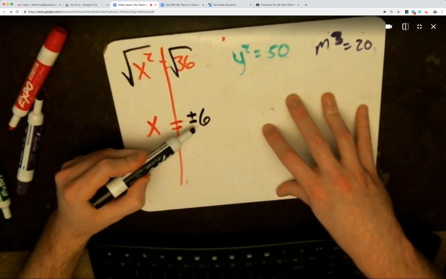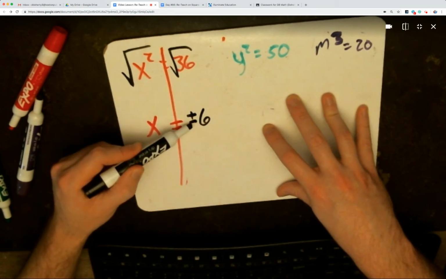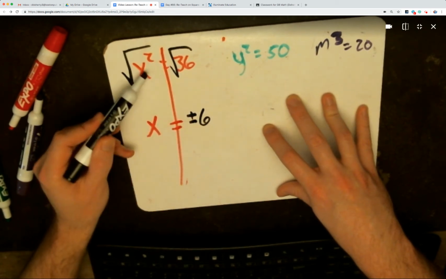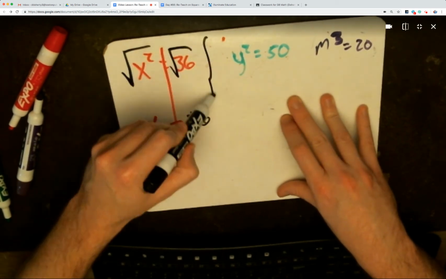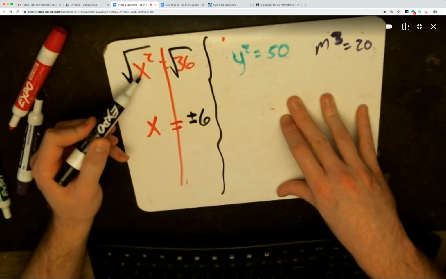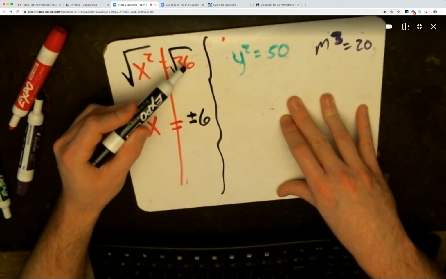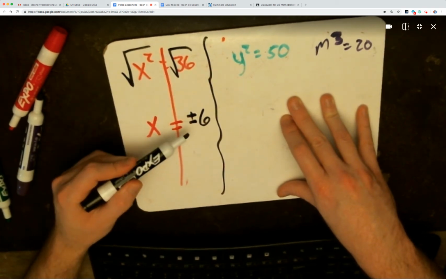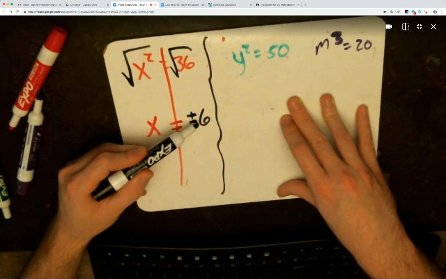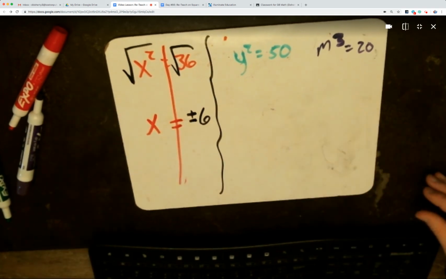And here it also could be a negative 6. That's why I'm putting a plus and a minus. Negative 6 times negative 6 makes positive 36. And one thing we should remember is these equations that say x squared equals a positive number have two solutions, positive and negative, because a negative number squared also makes a positive.